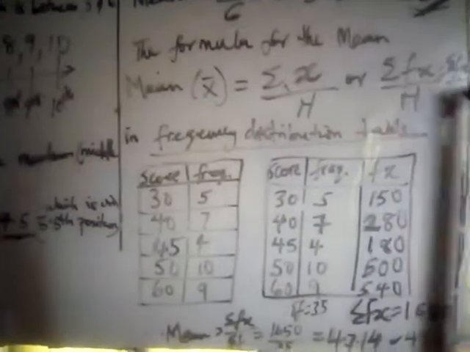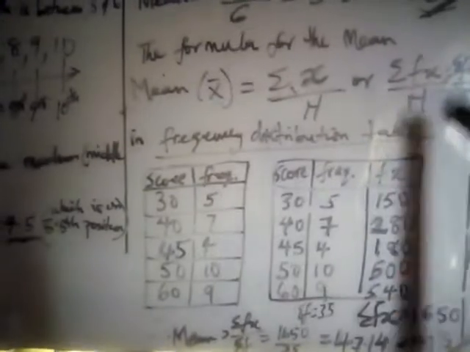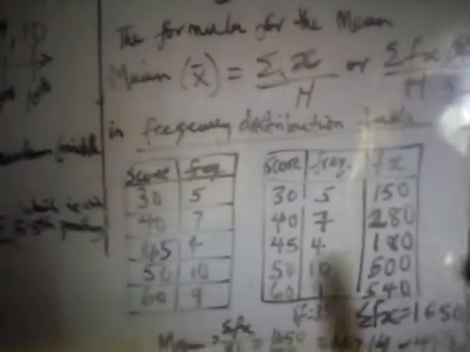Or in another way, sometimes if you have a very large data with respect to frequency, you have summation fx over n, or summation fx over summation f. Summation f is also N, which also means the number of data. So now let me simply introduce the frequency distribution table.